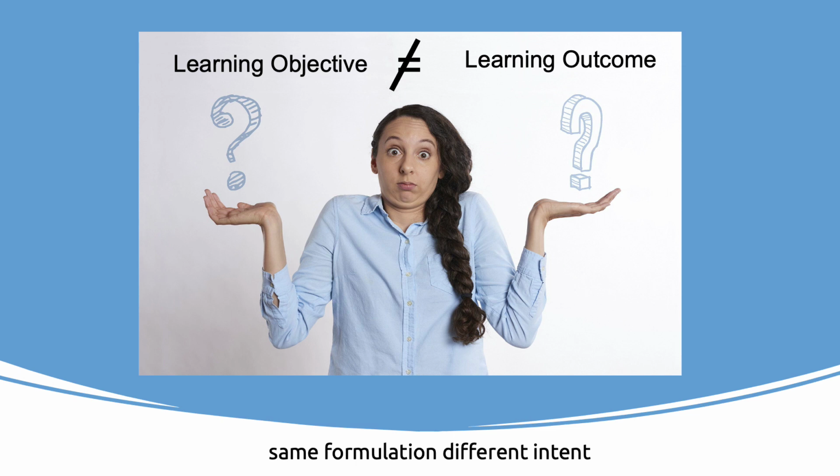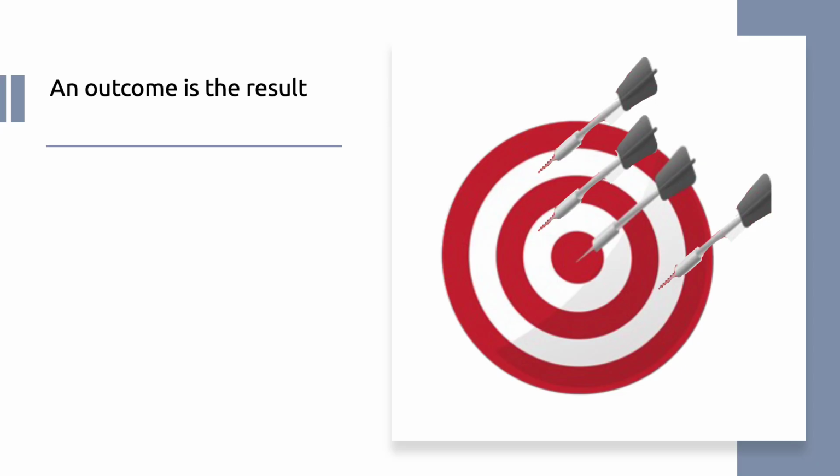Learning objectives and learning outcomes are not the same. They may be formulated in the same manner, but they refer to different things. Whereas learning objectives relate to the objects of learning, what we will be learning, learning outcomes refer to the results of learning, what will we be able to do with what we've learned.